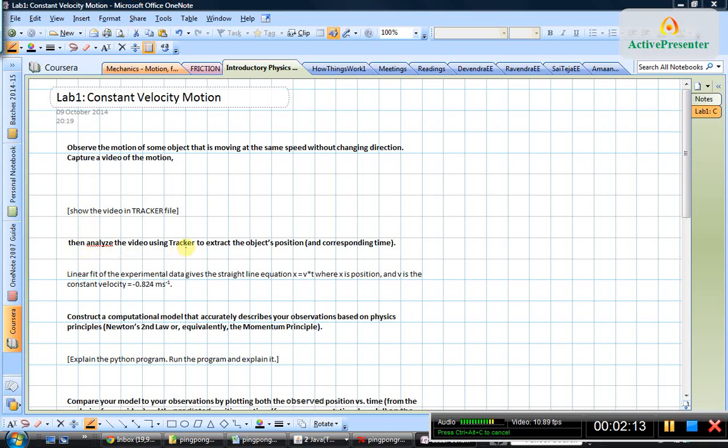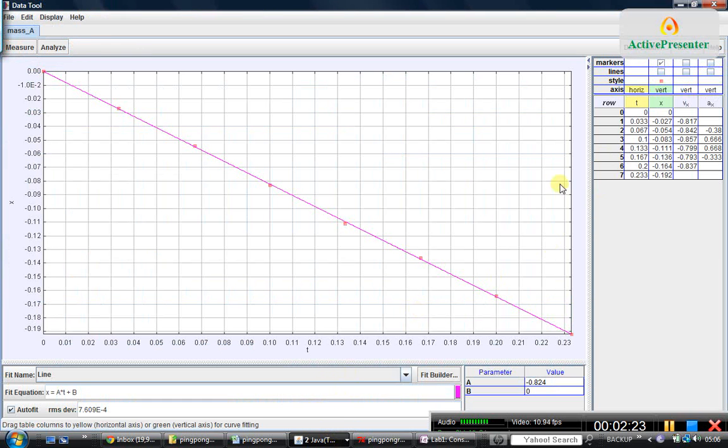I have to analyze the video to extract the object's position and corresponding time. So I did the linear fit. Let me show that. So here is the linear fit using the tracker software itself. I chose the line fit. So the equation is A t plus B, where A is the slope and B is the y-intercept. The y-intercept is 0.